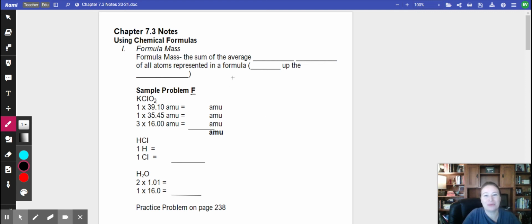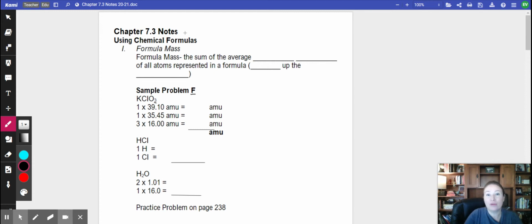Hi guys, we are going to start semester 2 with chapter 7, section 3. And today what we're going to be going over is formula mass and molar mass. So by the end of the period, you should be able to add up the formula mass and the molar mass of any chemical formula.